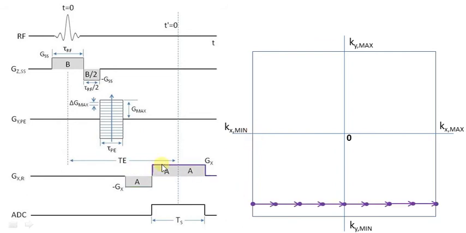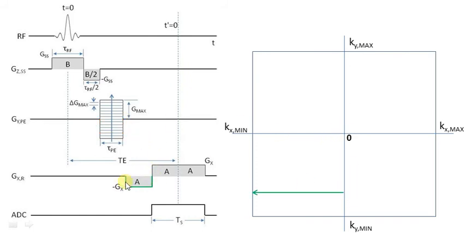Similarly, I'm not going to show all the steps here. As the read gradient is turned on, we sample these points in k-space as we go this way. And then the cycle continues. We go around and do the next phase encode gradient step, which brings us to this point in k-space.